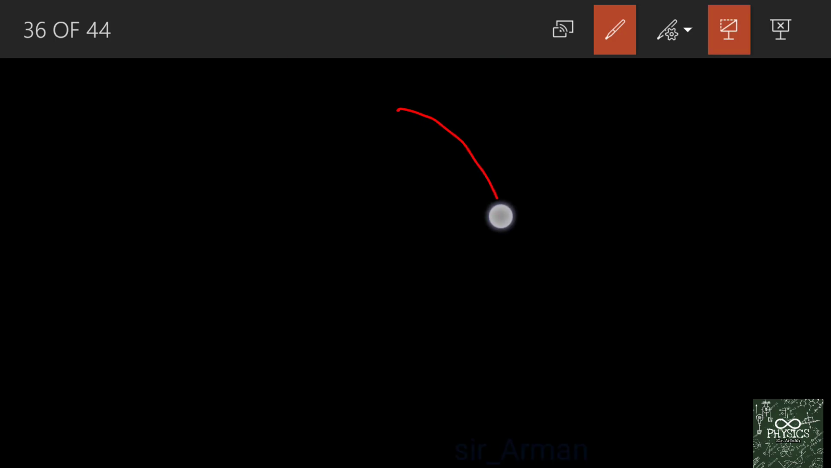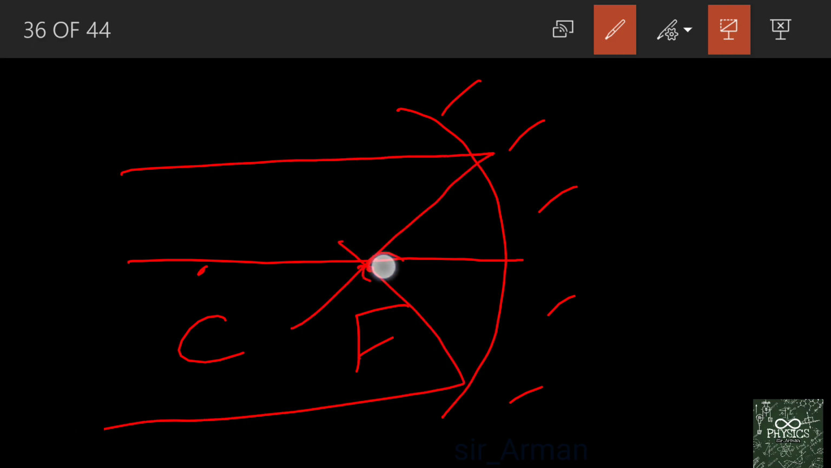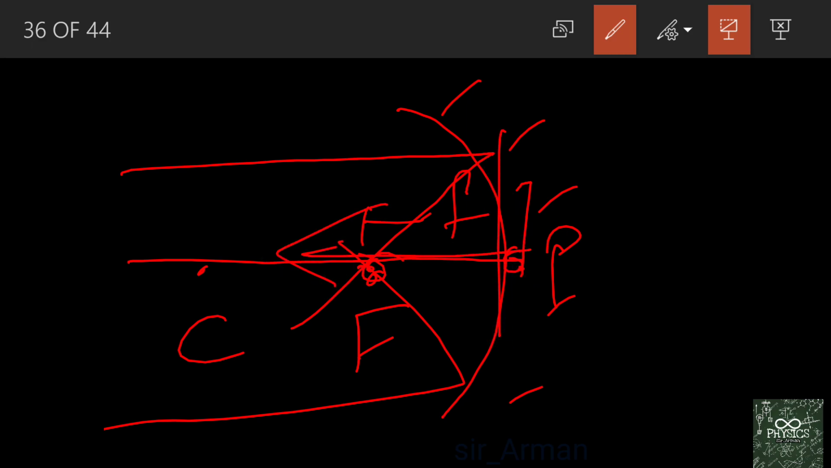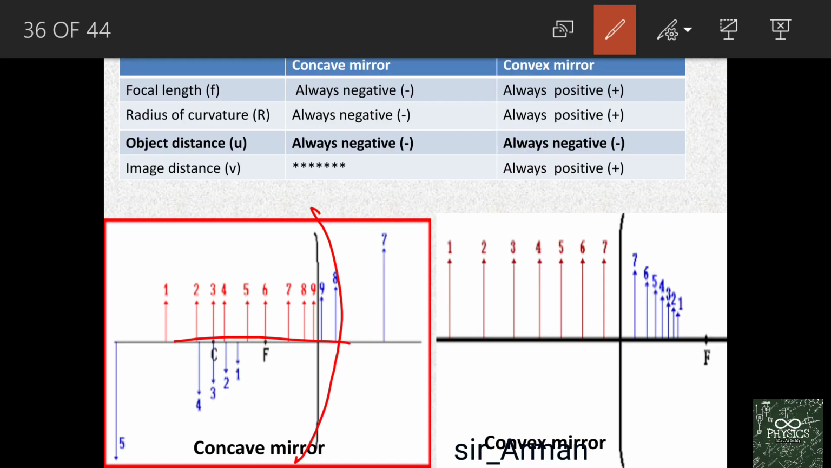You remember, this is our concave mirror and this is our focus and this is our center of curvature. So the parallel rays will get focused here at this point, hence we call it a principal focus, and this is our pole. So the distance from the pole to the principal focus, this distance we consider as a focal length. So in case of a concave mirror, the focal length falls towards the left of the origin. Also the center of curvature falls towards the left of the origin. So that's why we have to consider the focal length of concave mirror negative.